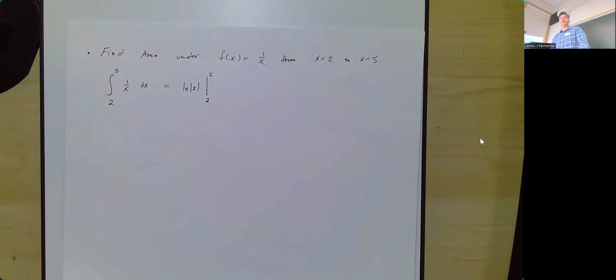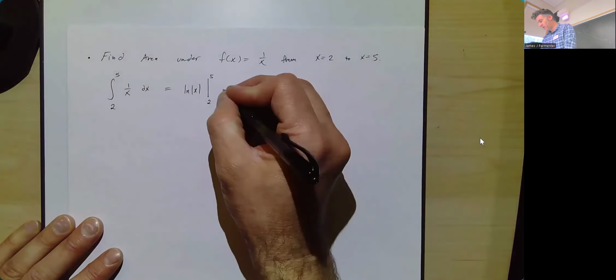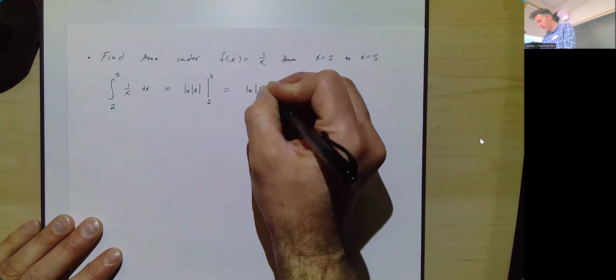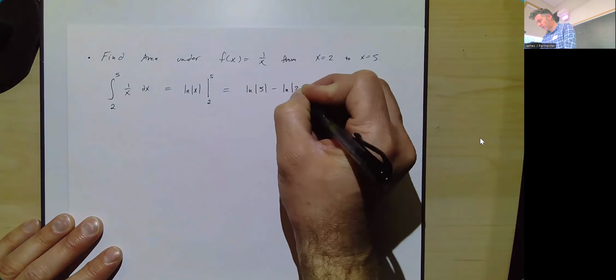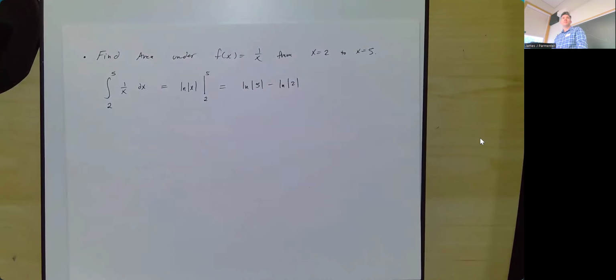Technically, if you really, really wanted to, you could get away with dropping the absolute values here because all of our inputs are already positive, but you don't need to. You can just say that's the natural log of the absolute value of 5 minus the natural log of the absolute value of 2. I will point out neither of these examples we've needed to write plus c.